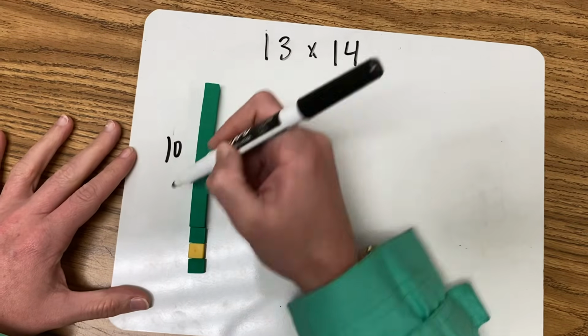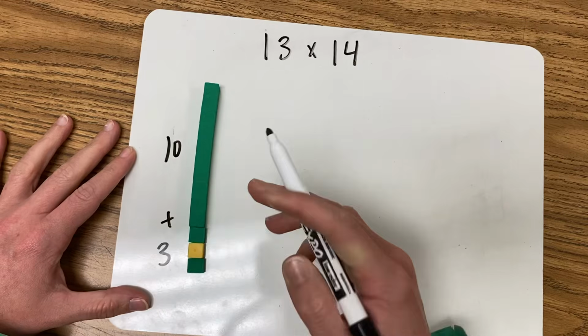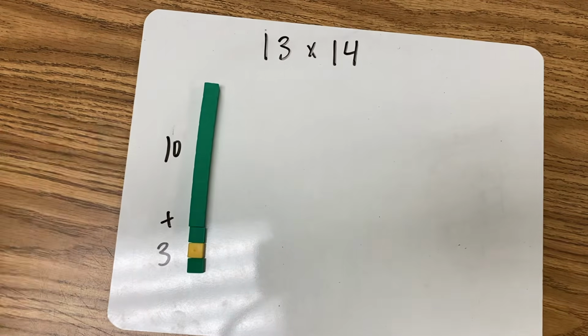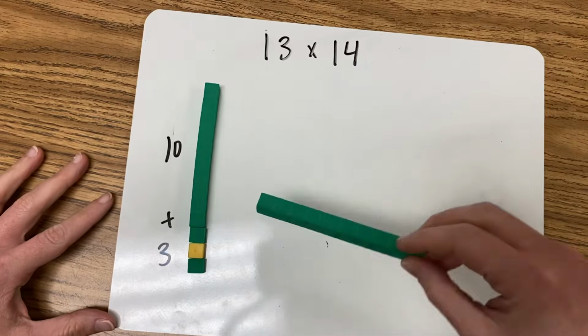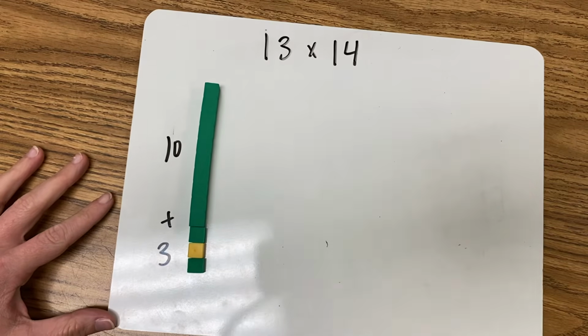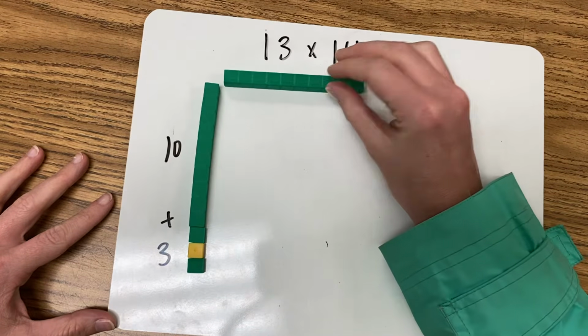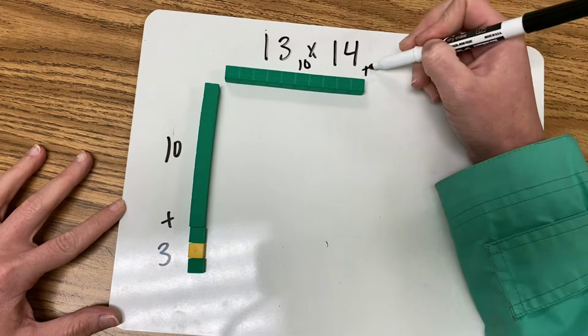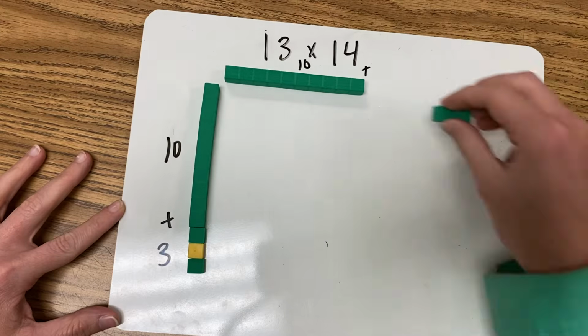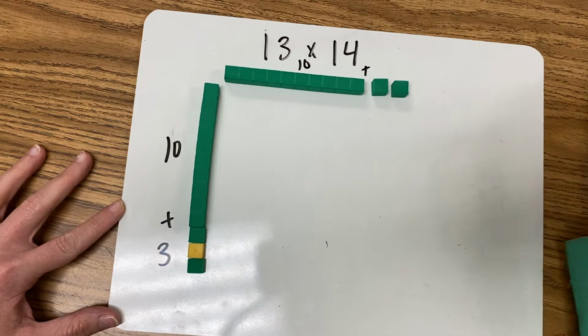And I always have my students label it, because when they move into drawing their area models and doing open area models, then they're prepared to label it correctly. Okay, so we have 13 going down. This is going to represent how many rows there are, and there are going to be 13 rows of 14. Okay, so that's 10 and then 4 ones.